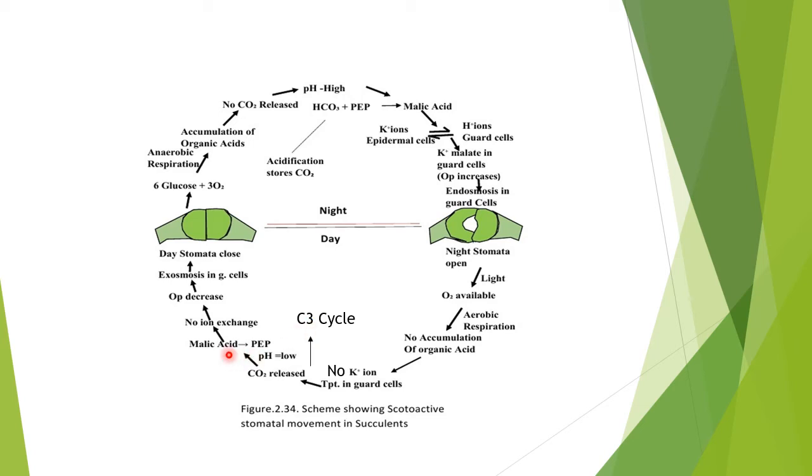And also there will be a situation that malic acid which is there will undergo deacidification, form the PEP, and the carbon dioxide released will be used for the C3 cycle. So there will be no ion exchange. Osmotic potential of the guard cells will decrease, and the water potential of the guard cells will increase. As a result, there will be an exosmosis in the guard cells. The water will come out of these guard cells to the epidermal cells, and the stomata shows closure.